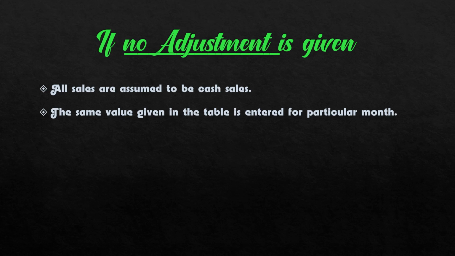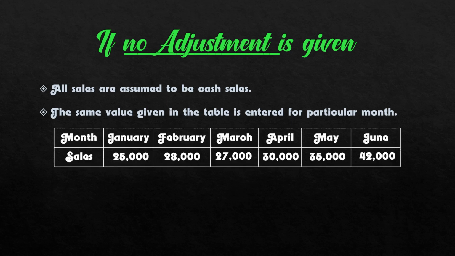So we are going to enter the same value, no correction, no alteration. What is mentioned as sales for April, you are going to enter the same as the April sales. Let us see in our example. Here, as I told, you're going to prepare a cash budget for April, May and June. Now we have the sales value and we don't have any adjustment. We don't have any information about credit period.